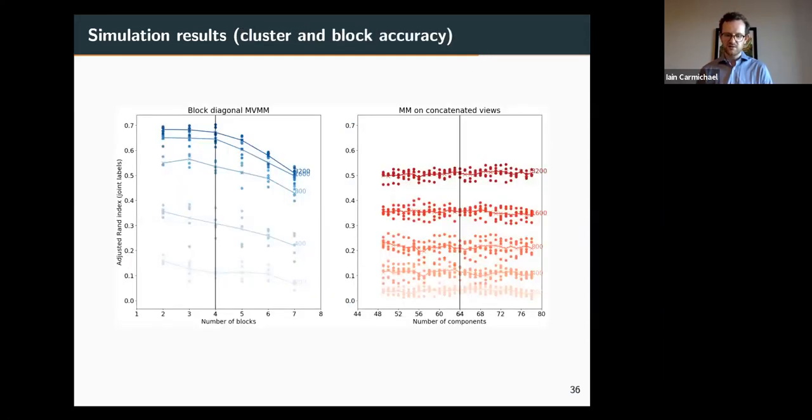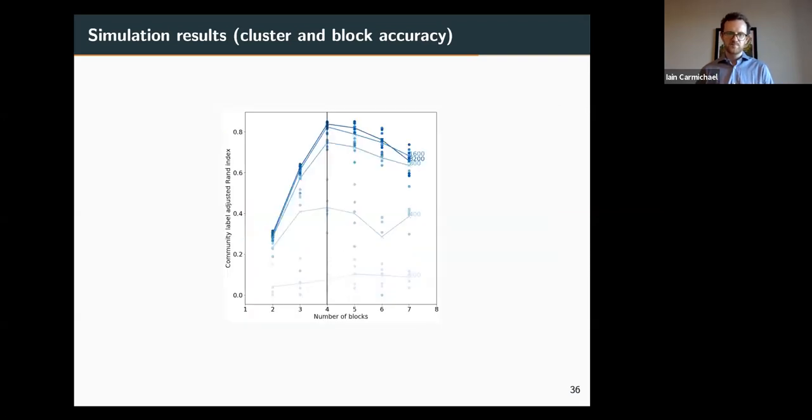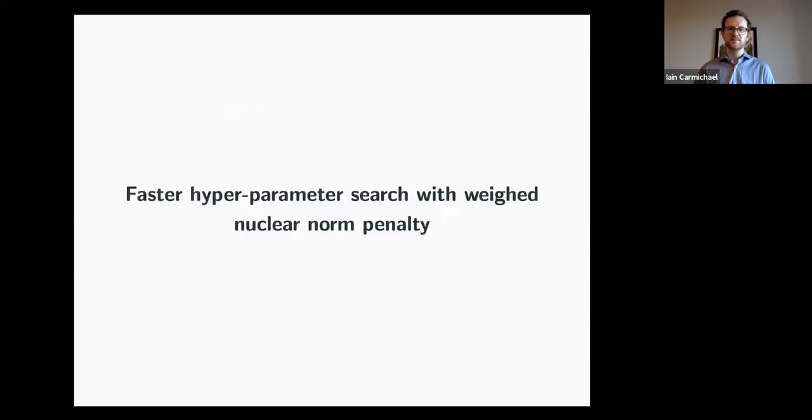I'm still working on some simulation results, but so far it's definitely working much better than Gaussian mixture models and the concatenated data views. Of course, those don't actually give you an estimate of this block structure of pi. And I think I'll stop there.